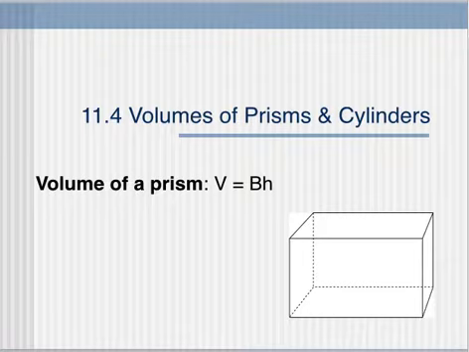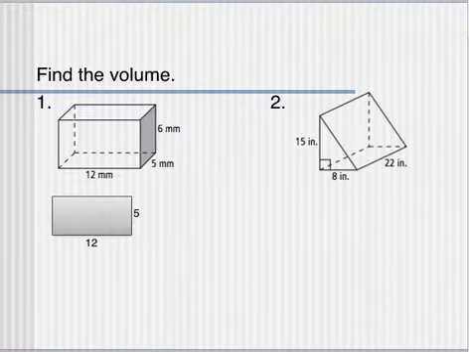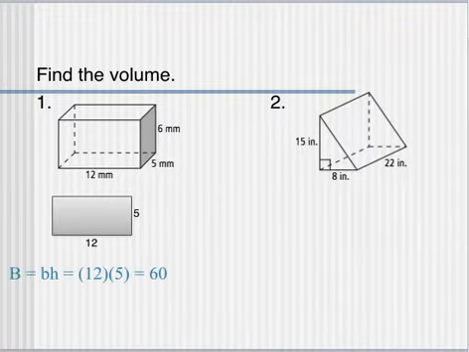Now, when you're calculating the volume of a prism, you want to first find the area of the base, and then multiply by the height of the prism. So for problems like question 1, you'd find the area of the base, 12 times 5, since it's a rectangle, just base times height, and you'd get 60.